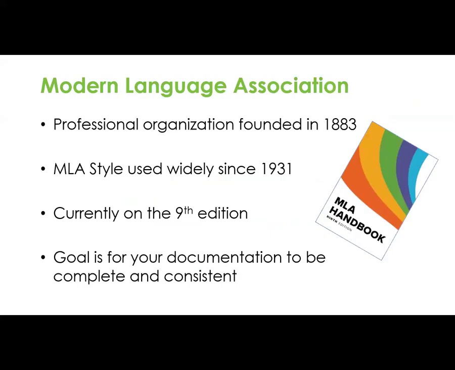MLA is one of many citation styles. You've probably heard of APA and maybe Chicago or Turabian. A citation style is just a set of formal rules for documenting sources in scholarly papers. The goal of a citation style is for a smooth experience for your reader. They should be able to locate the elements of a citation quickly and not hunt around your paper for them.